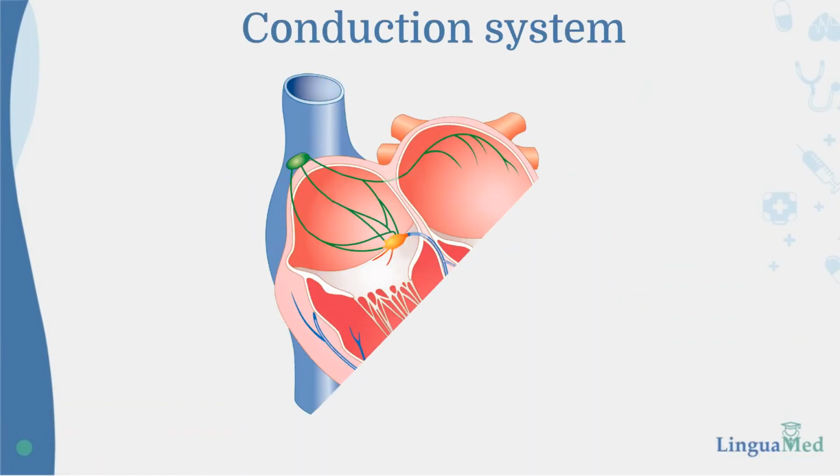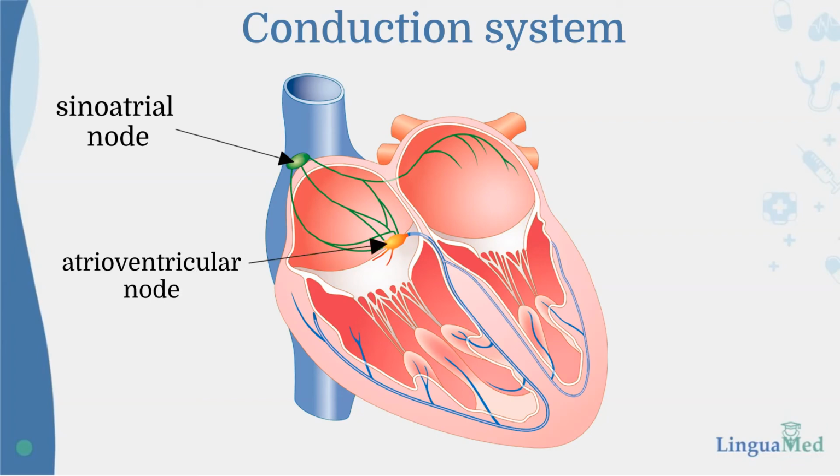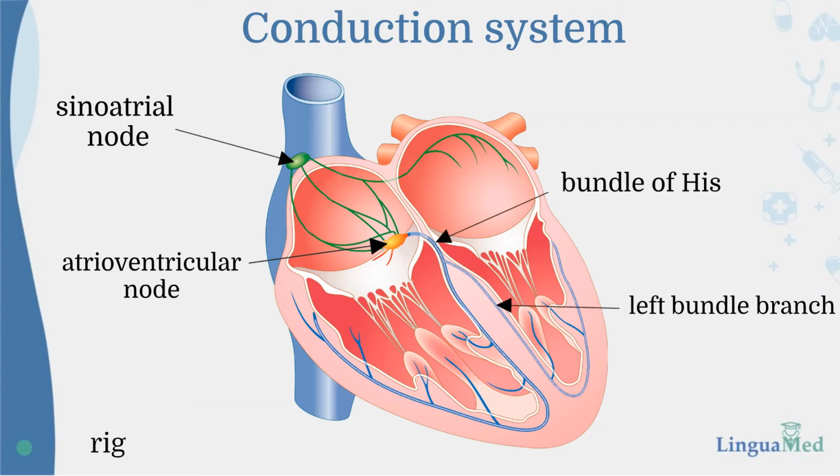The conduction system of the heart consists of four main structures. The first one is the sinoatrial node, which is the first pacemaker. The wave of depolarization is generated in the sinoatrial node and spreads to the atrioventricular node. The atrioventricular node lies between the atrium and the ventricle and transmits the wave of depolarization through the bundle of His, which has the left and right bundle branches.